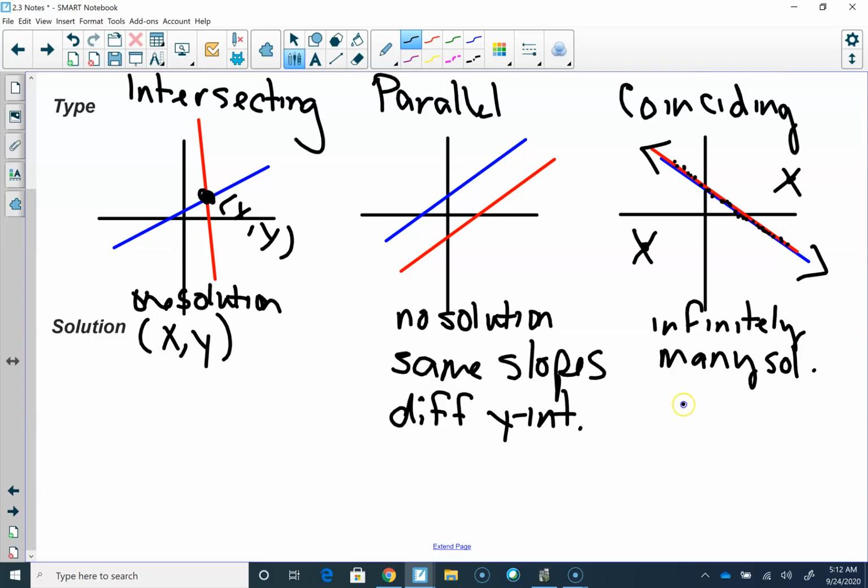We also know that these have the same slope and same y-intercept. So those are the three possibilities when you're dealing with two lines.